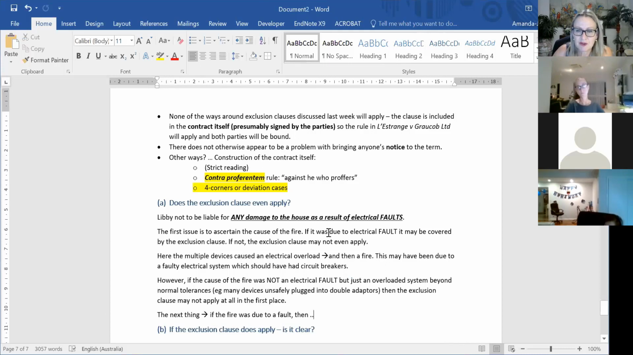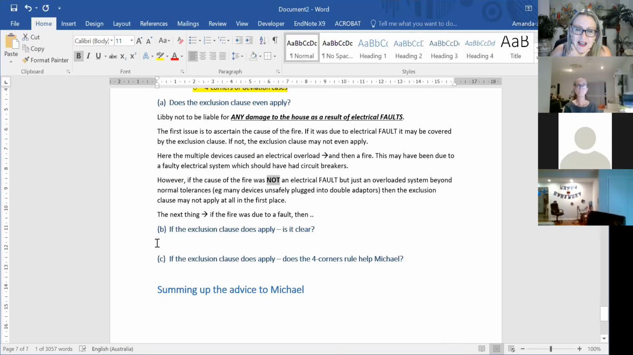Well, if the fire was due to a fault, the exclusion clause may bite. If not, the exclusion clause may not apply. We know that multiple devices caused an overload and then a fire. That obviously might have been due to a faulty electrical system which should have had circuit breakers. I'm just trying to anticipate what the other side would argue there. But if the cause of the fire was not an electrical fault, just an overloaded system beyond normal tolerances, the exclusion clause may not apply. If it does apply, we need to get around it. We need to get around the exclusion clause in here. We need to look at contra.